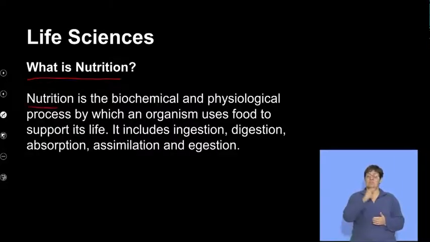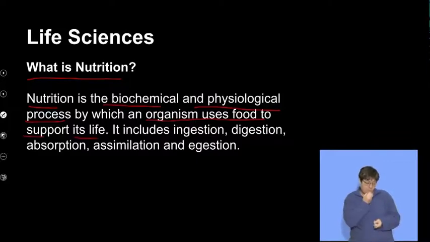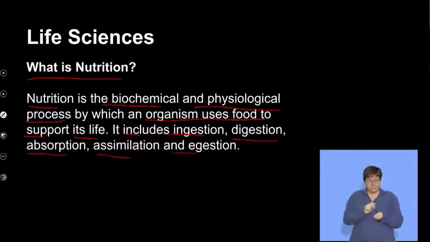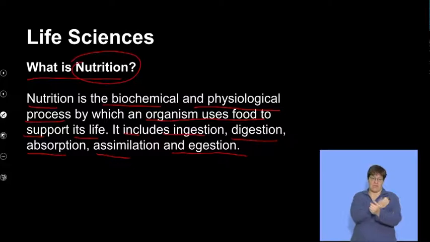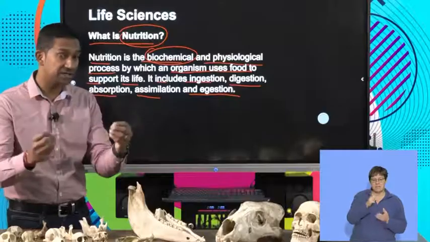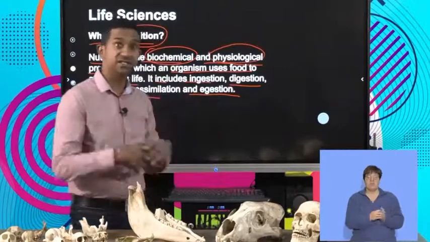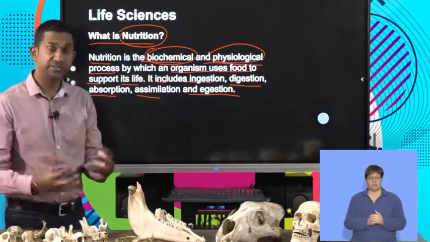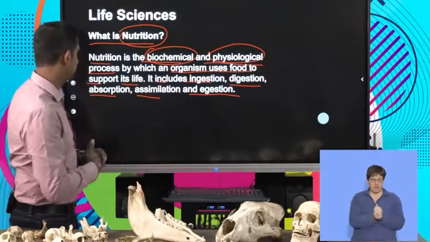So nutrition is the biochemical and physiological process by which an organism uses food to support its life. It includes ingestion, digestion, absorption, assimilation, and egestion. So those are the 5 processes that are associated with how individuals acquire their nutrition. So again, it's the ability to look at the biochemical reaction, so in terms of what happens with the enzymes and how they break down the food, the physiological, so the changes in the body in regards to what happens with that food in the body, and the processes involved in them.